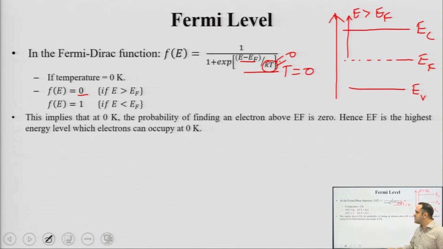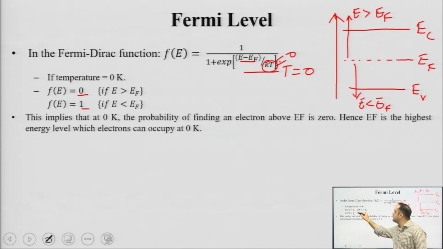But if E is less than EF, all those energies which are below the Fermi level, in that case this term becomes almost equal to 0. So, f of E becomes equal to 1. So, at 0 Kelvin, absolute 0, if E is greater than EF, f of E is 0, if E is less than EF, f of E is 1, which means the probability of finding an electron above EF at 0 Kelvin is 0 and EF is the highest energy which an electron can have at 0 Kelvin. Now, since EF is below EC, it means at 0 Kelvin there will be no electron present in the conduction band. That is why we say that at absolute 0 a semiconductor behaves like an insulator, because there are no charge carriers available, and if no carrier is available there will be no current.